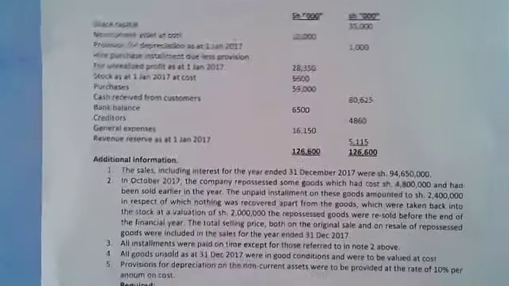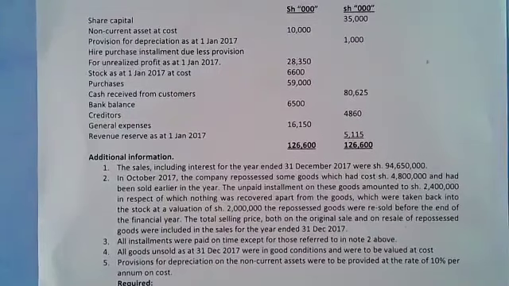Number 1, the sales, including interest, for the year ended 31st December 2017 were 94,650. Number 2, in October 2017, the company repossessed goods on which installments amounted to 2.4.